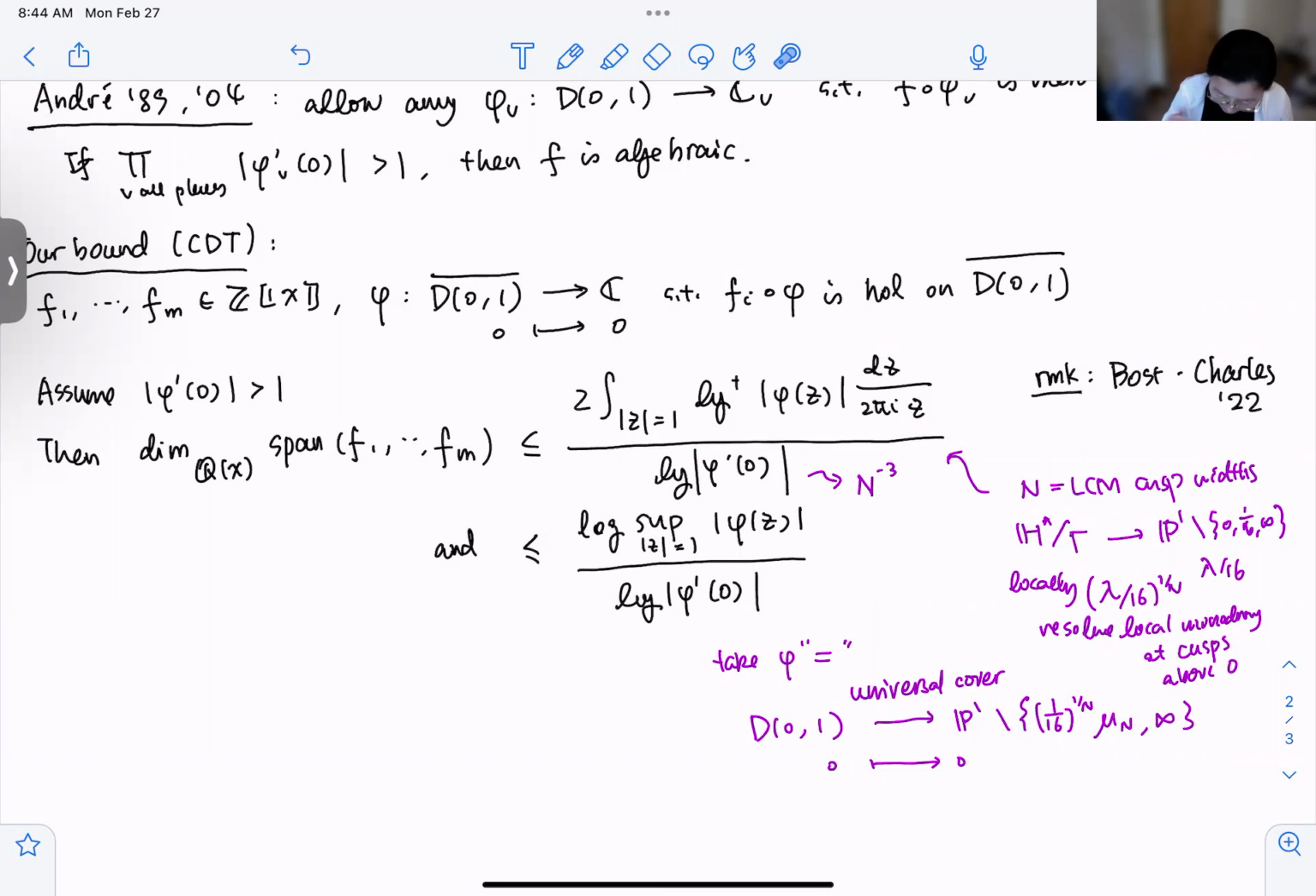Okay, so that is a very vague explanation of what the complex analytic input is. I'll be happy to expand on more details if you have questions after the talk.